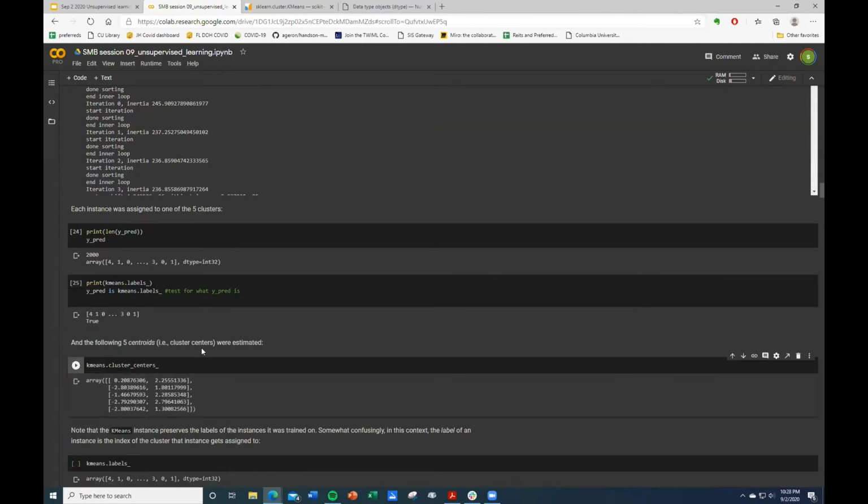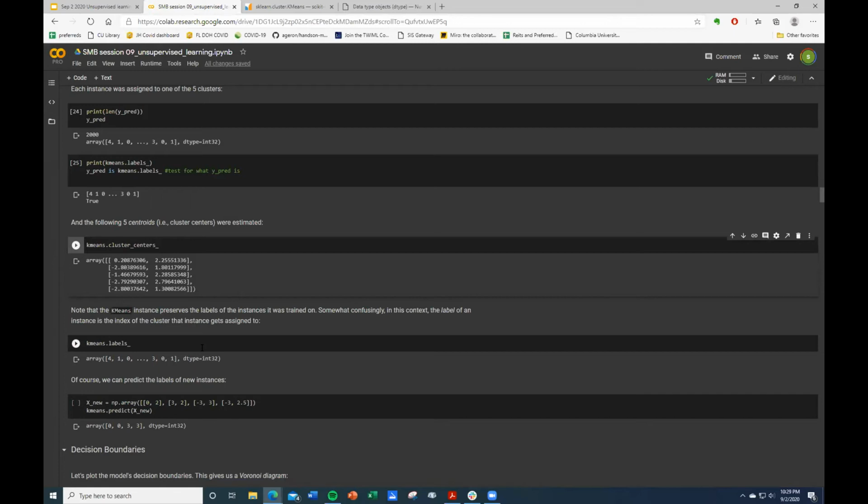If we pass the cluster_centers_ attribute, we'll get back these 5 pairs of Cartesian coordinates, which are going to be the center of the clusters that the k-means algorithm calculated. He notes that the k-means instance is label preserving. And what he means by that is, the label is the index of the cluster that instance gets assigned to. So whatever, if it was cluster 1, cluster 2, cluster 3, cluster 4, or cluster 0. And once again, these labels are just the clusters.